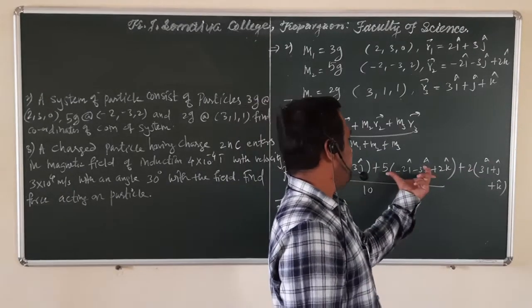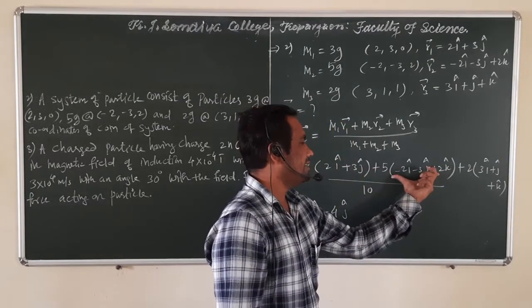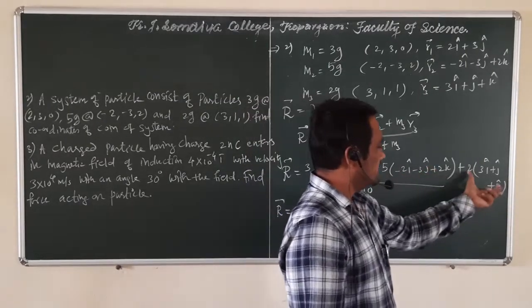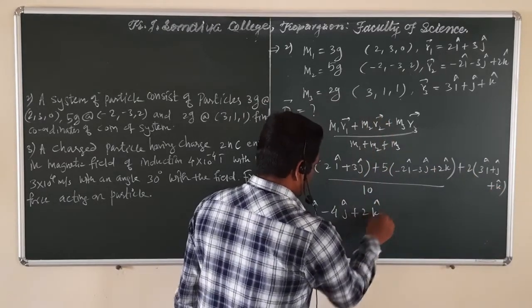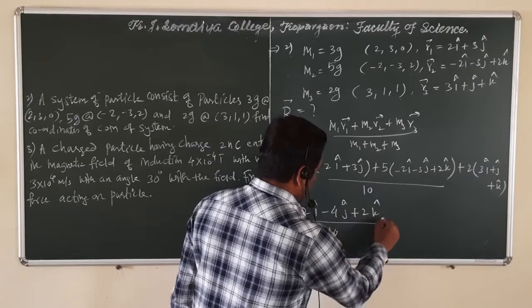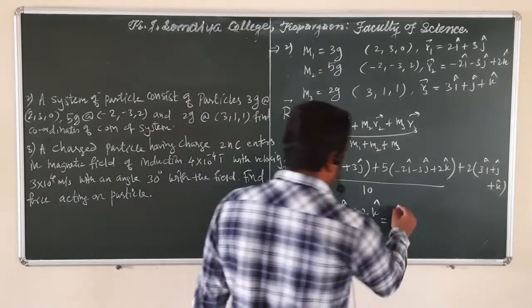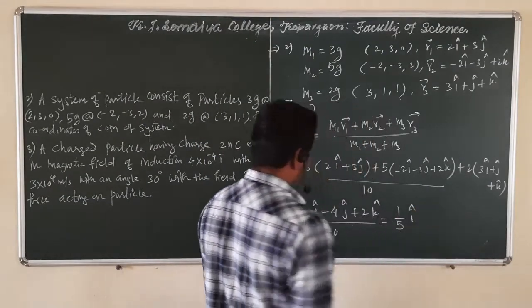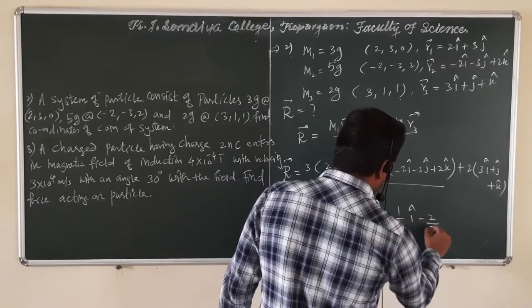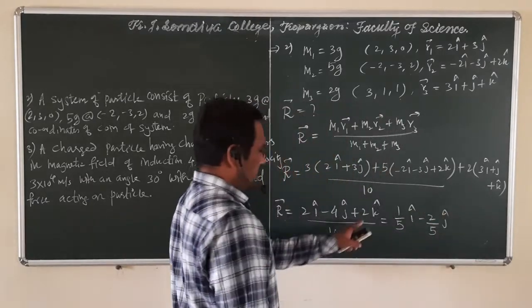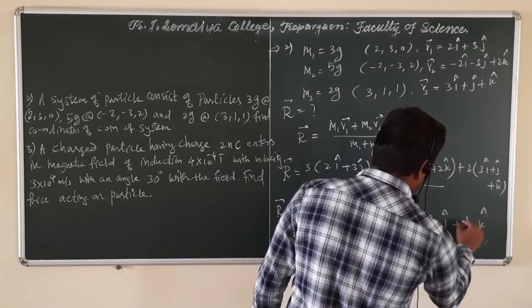Coefficient of k cap, here we don't have any k cap coefficient. So 5 into 2 is 10 plus 2, which is 12, divided by 10. So this is equal to 2 divided by 10, which is 1 by 5 i cap, minus 4 by 10, which is minus 2 by 5 j cap, and again 1 by 5 k cap.